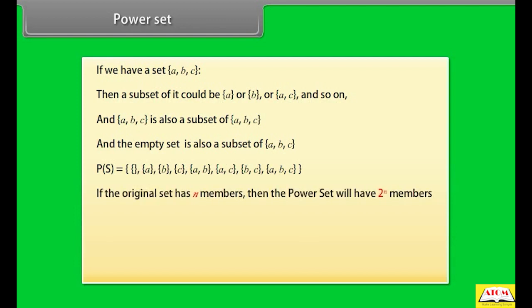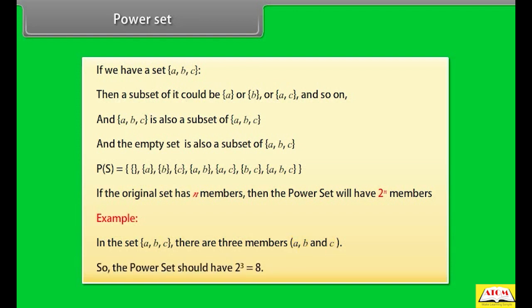If the original set has n members, then the power set will have 2 raised to power n members. Example: in the set A, B, C, there are 3 members, A, B, and C. So, the power set should have 2 raised to power 3 is equal to 8, which it does.